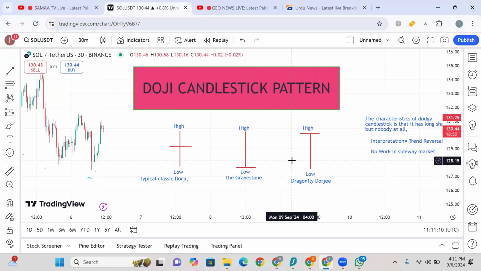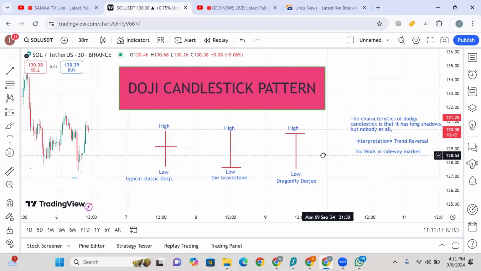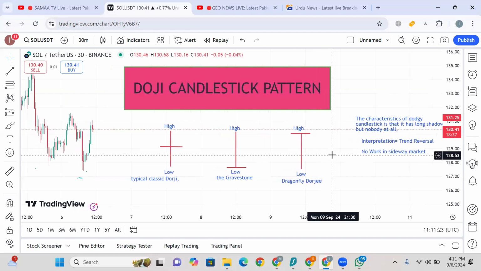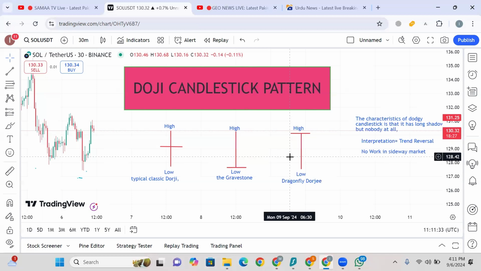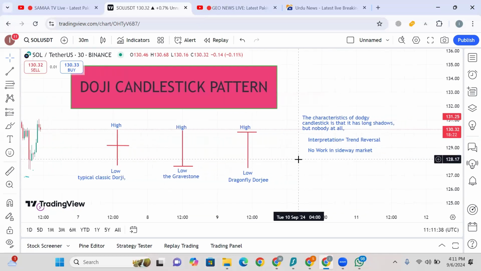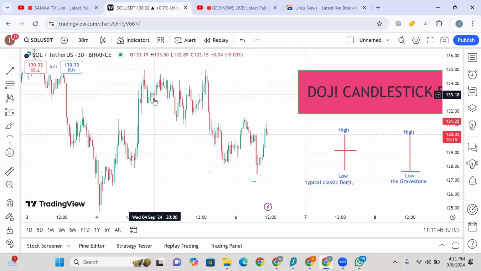So what is the interpretation? The interpretation is very simple. Whenever a doji is found on a bigger time frame on the chart, it means the trend is about to reverse. If the market is in bearish sentiment, it will rally towards the upside. If the market is in bullish sentiment, it will rally towards the downside. And the last, more important thing which I have experienced in my trading: the doji candlestick does not work in the market while it is consolidating or moving sideways. Always look for the doji in trending markets.